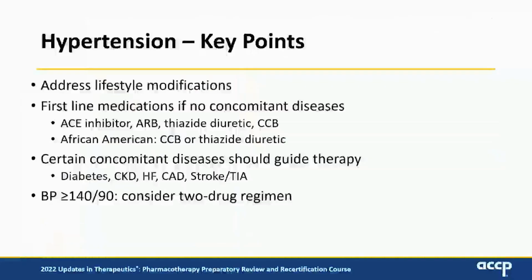Key points for hypertension: address lifestyle modifications. They can do quite a bit for lowering blood pressure. When we're picking medication therapy, first-line medications if no concomitant disease states are ACEs, ARBs, calcium channel blockers, and thiazide diuretics. But we will use our patients' concomitant diseases to guide our therapy if they have any comorbidities. If our patient is African American, we pick between calcium channel blockers or thiazides unless there's a compelling indication to pick something else. And for stage 2 hypertension, considering a 2-drug regimen is appropriate.